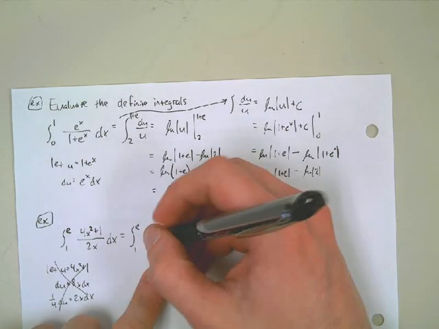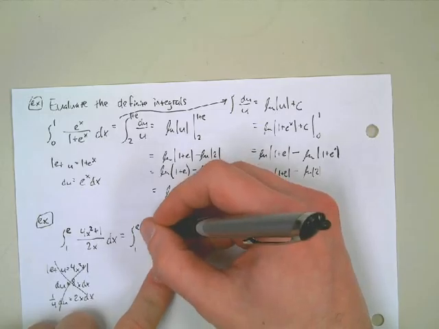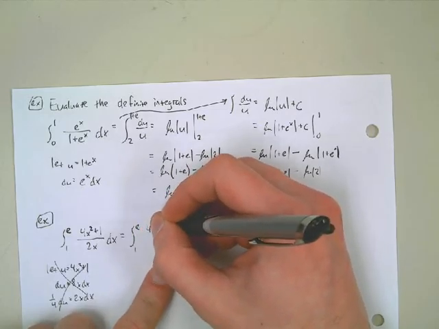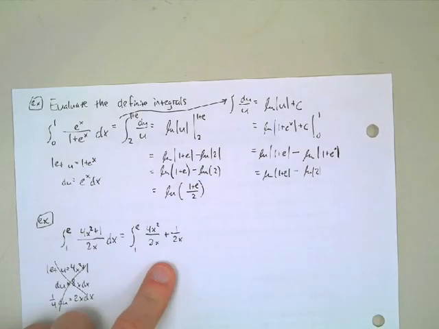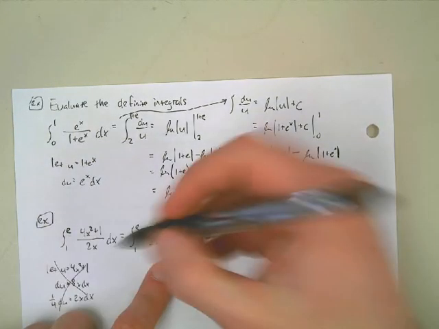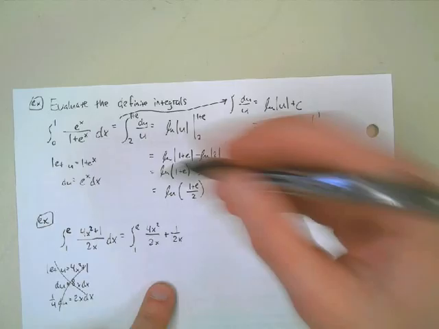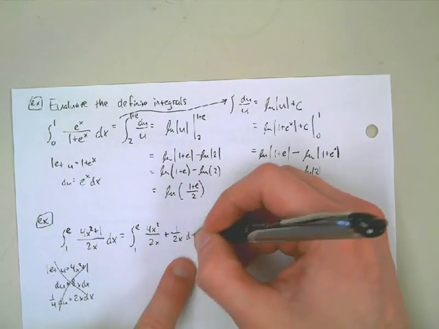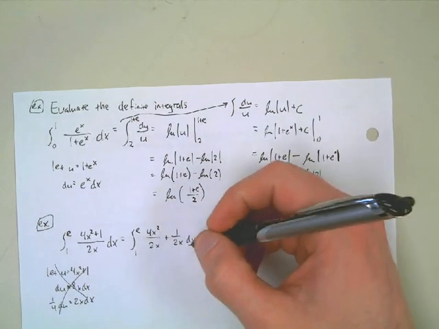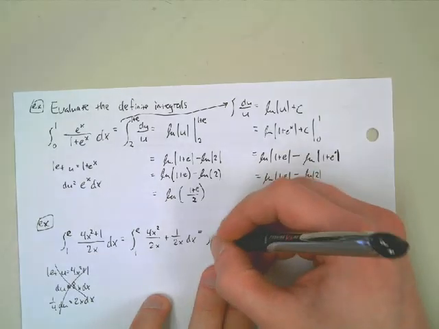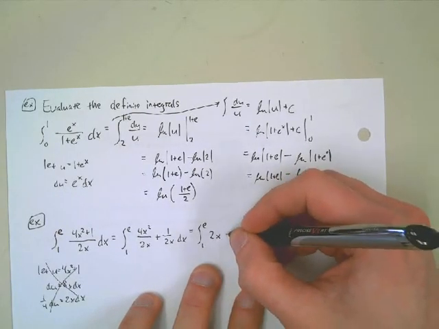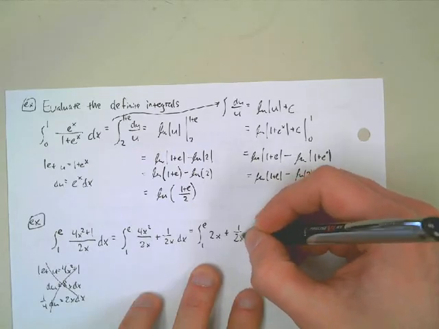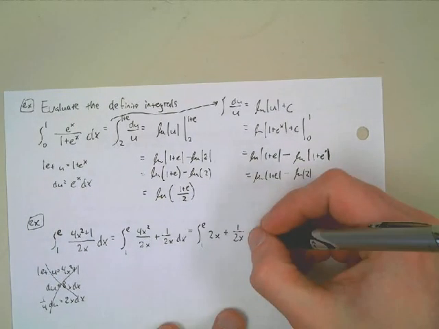Okay, but yeah, we can break it up like this if you want. Or you can bring it up and then distribute the 2x. I'm gonna break it up like this. I like this more, but again, you can bring it up and distribute if you want. That's fine. Now if we simplify that, it's the integral from 1 to e of 2x plus 1/2x dx.